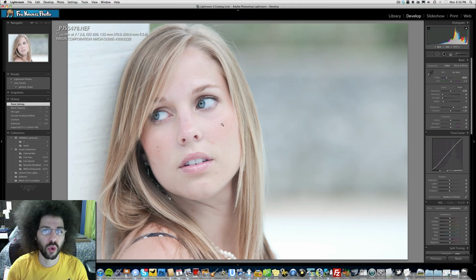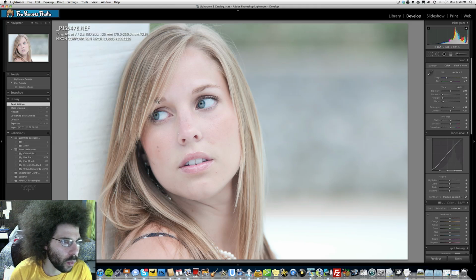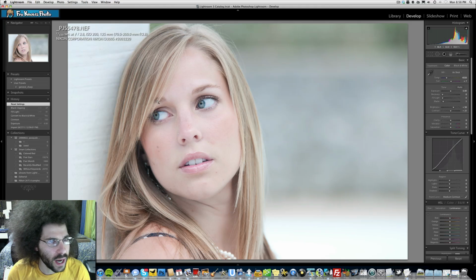But anyway, this is raw file edit number 41. That's week number 41. And this image was taken with a Nikon D300S shot at 1/320th of a second, f2.8, ISO 200 with a 70 to 200 2.8.